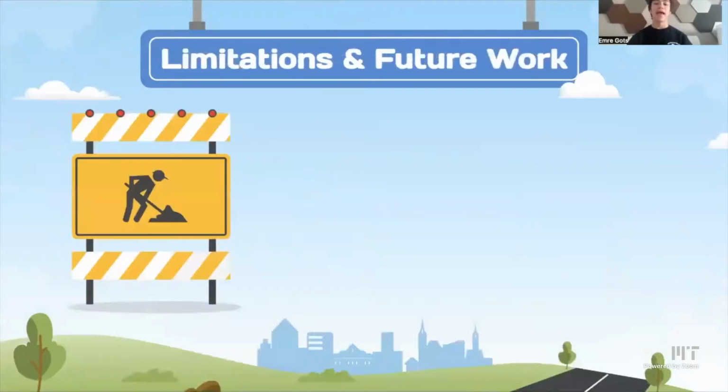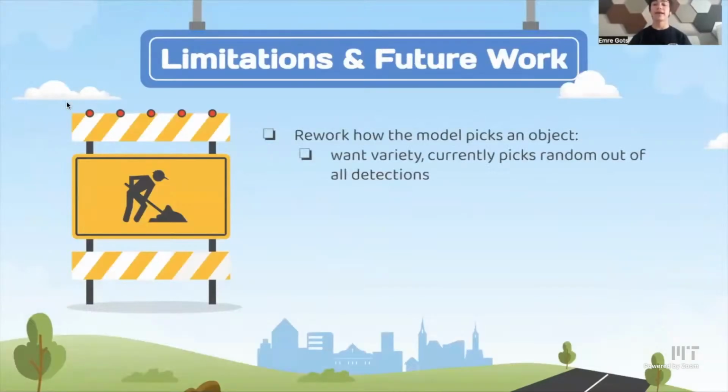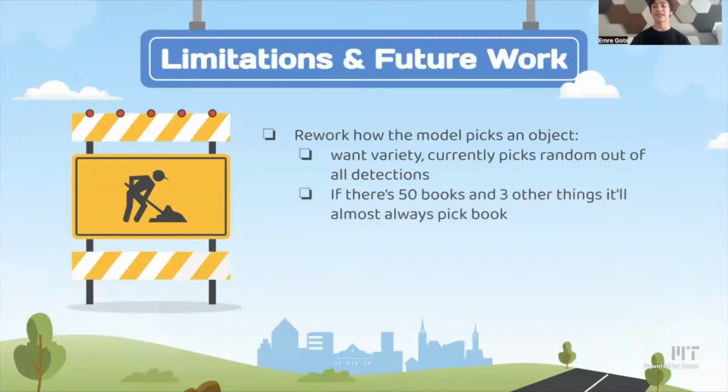but we fixed all of those things, and now it runs way better. As for some limitations and things we might change in the future, I think we would probably rework how the model actually picks an object. So we want variety in the things that it picks, but right now it's truly randomly picking out of all the things it sees. So if there were 50 books in an image and only 3 other things, it's almost always going to pick that book. And that's bad if, let's say, you play this in a room with a bookshelf. And so we would probably make it pick randomly from a set of all of the names rather than truly randomly from all of the things.